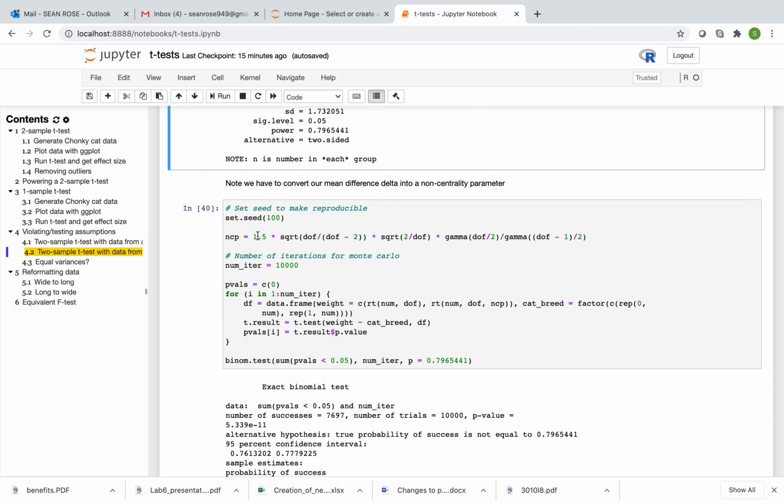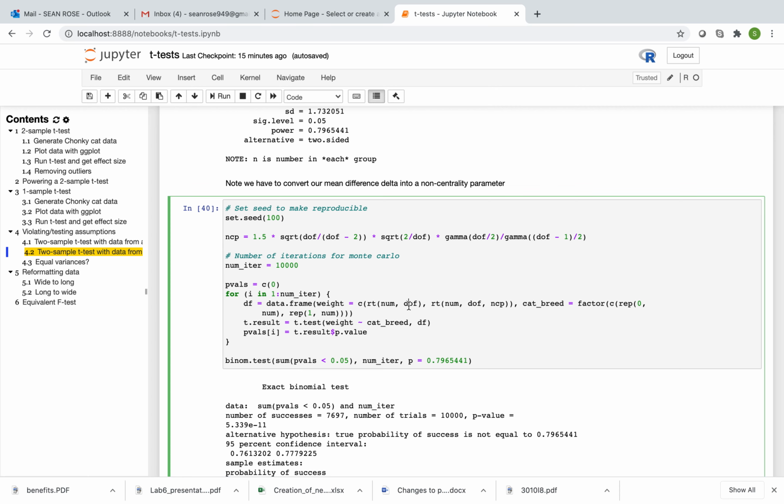To do that, I have to calculate a non-centrality parameter, and again, I just looked up this formula on Wikipedia that basically converts the mean of the non-central t-distribution to the corresponding non-centrality parameter. Anyway, that's a bunch of details that you really don't need to worry about too much. It's just looking up a couple of formulas.